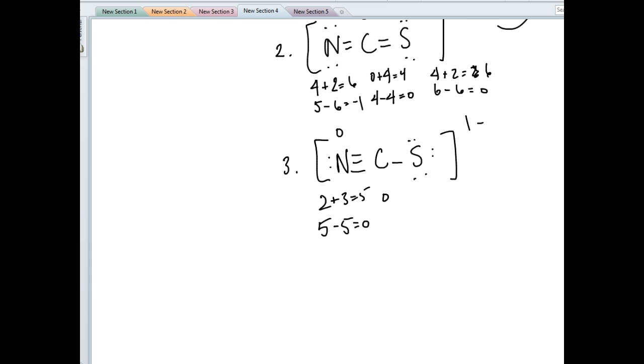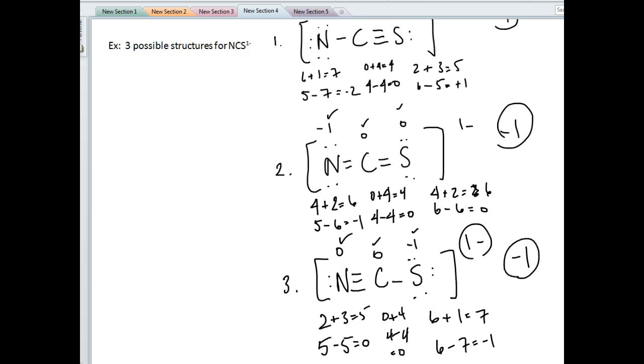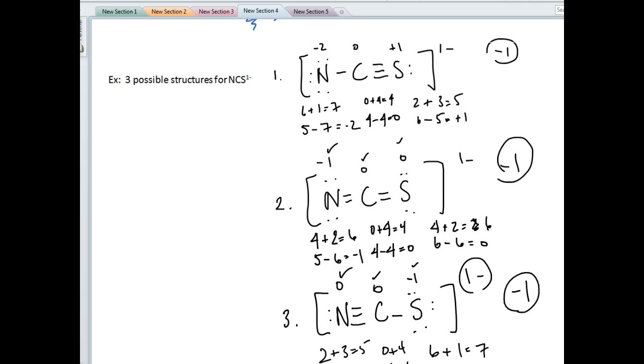Carbon, again, 0 plus 4, 4 minus 4 equals 0. Kind of going fast now. And then sulfur has 6 unshared electrons, plus 1 electron from that bond, that gives us 7. And sulfur is 6 minus 7 equals -1. Okay, and so we add those up. 0 plus 0 plus -1 equals -1, and so we have a charge of -1. Everybody has a -1, so that does not really help us.